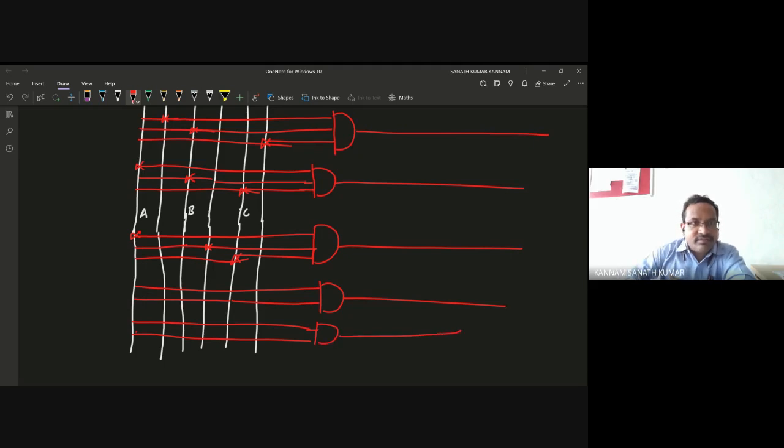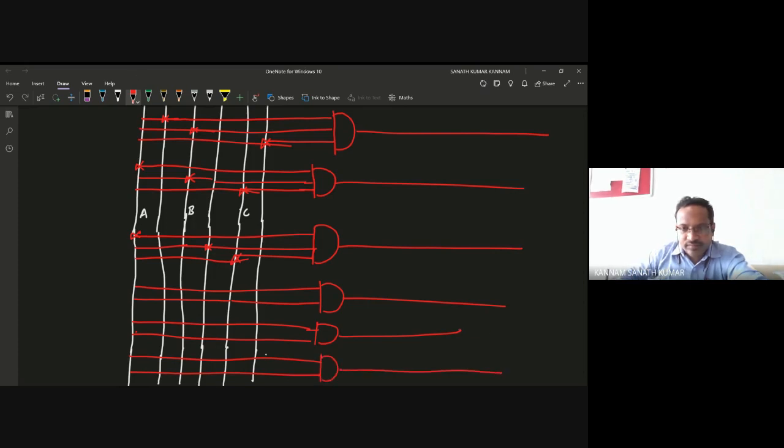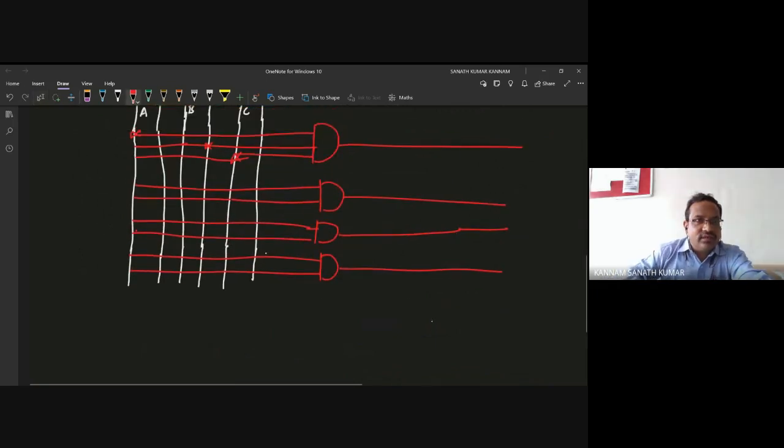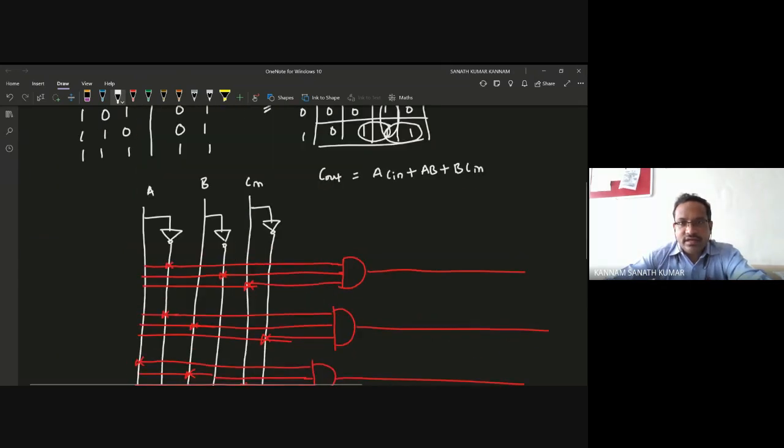Three AND gates. So what is carry? First A CN, AB plus B CN. So you can make the fuse ACN. So first A and the CN. And ACN, AB plus BCN.